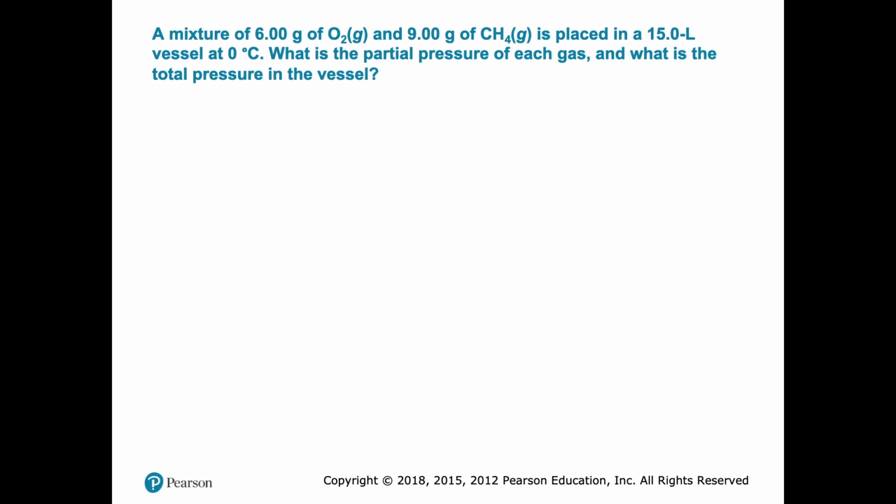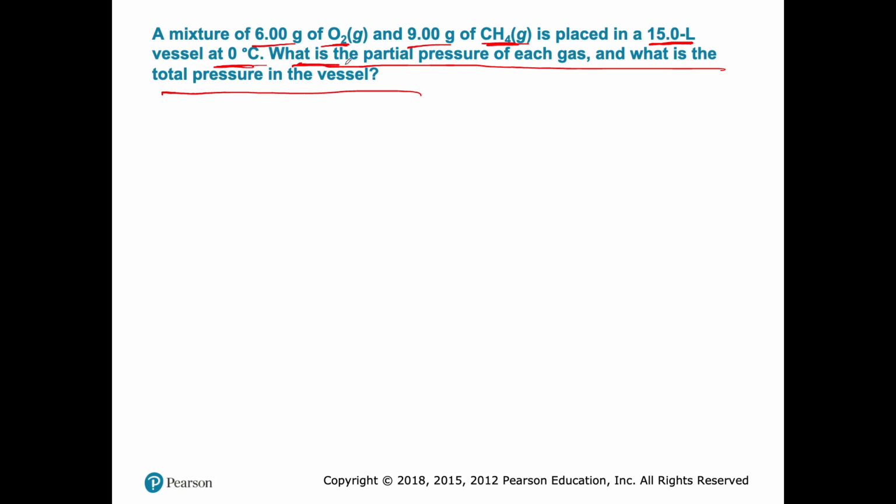All right. Our last problem is going to be a combination of PV equals nRT, which is the ideal gas law, and Dalton's partial pressure law, where the total pressure equals the sum of the partial pressures of each gas. So when you look at this particular problem, it says that there's a mixture of 6 grams of oxygen and 9 grams of methane. You put it all into a 15-liter flask at freezing temperature, 0 degrees Celsius. What is the partial pressure of each gas? And what is the total pressure in the entire vessel?